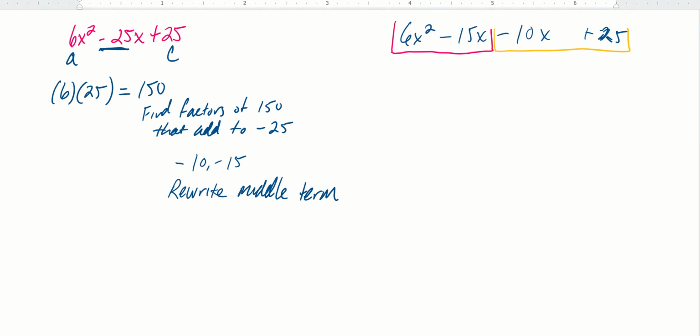And then what we're going to do is find a common factor between the first two terms, so 6x squared and negative 15x. Now, the first two terms are always going to have x in common, so you can pull out an x. And in front of the x, you want to put what factor 6 and negative 15 have in common, and that would be 3. If you're having trouble finding the greatest common factor between those two terms, you can do this on your calculator, okay?